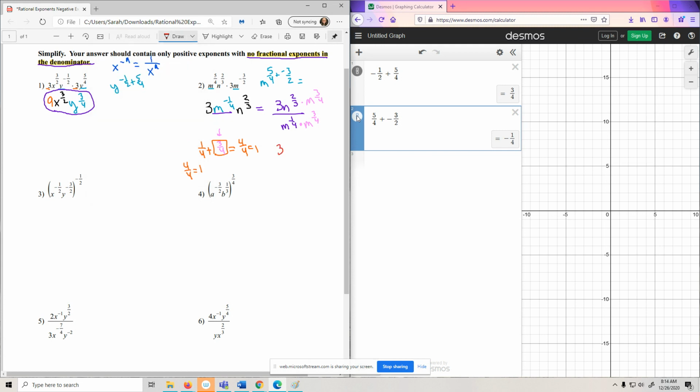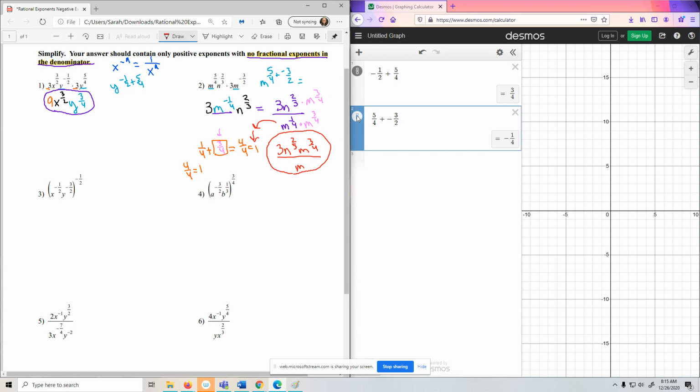Up top, just collect things together: 3n to the 2 over 3, m to the 3 over 4. In our denominator, we know that 3/4 plus 1/4 is 1. That was the hard work that we did here already. So I'm going to end up with m to the 1, or just m, down in my denominator. Now inspecting this one more time, I only see positive exponents. I don't see any fraction exponents in the denominator. Everything is as reduced as it can be, so we are good to go. The red thing right here is our final answer.